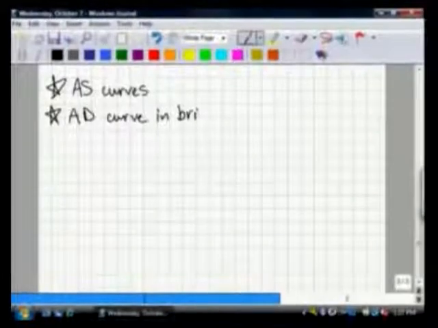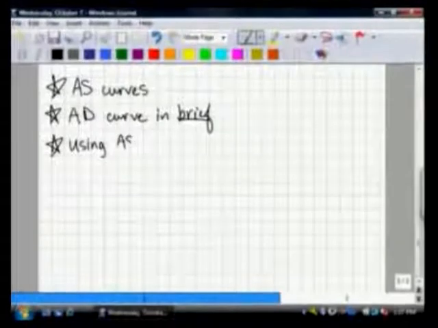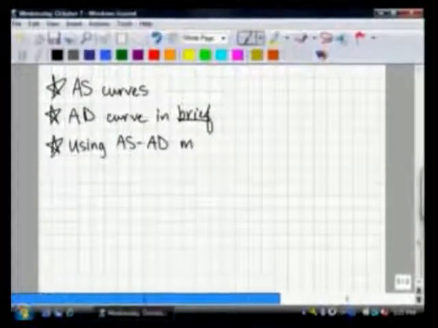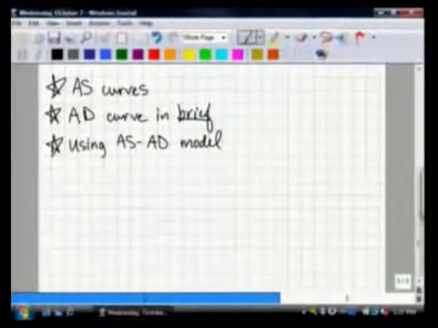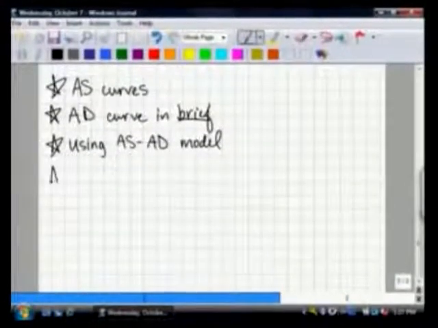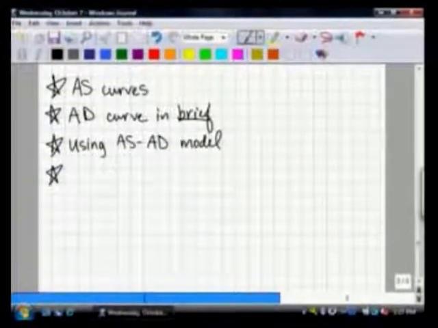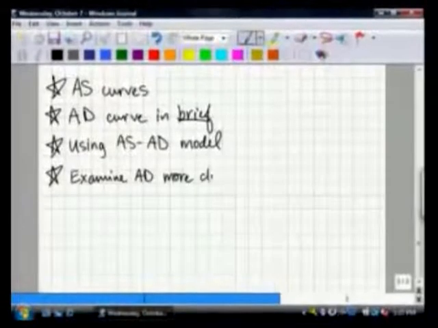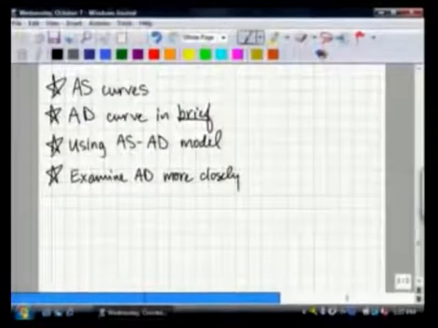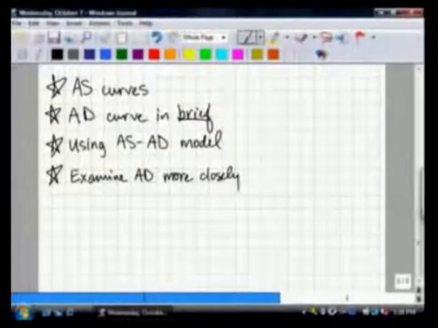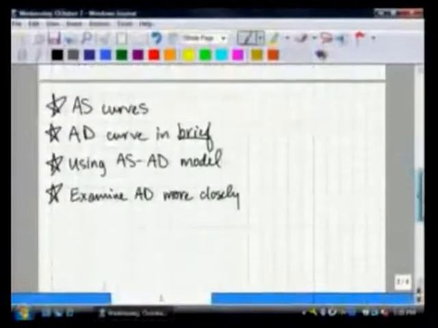We'll talk about the aggregate demand curve in brief. Then we'll talk a little bit about using the aggregate supply, aggregate demand model, at least on a general level, on a little bit of a superficial level. And then we'll start a long discussion of examining aggregate demand much more closely. That discussion is going to take multiple sessions because there are lots of things we want to get into about the aggregate demand curve. It's just going to take us a while. So that's the direction that we're headed.